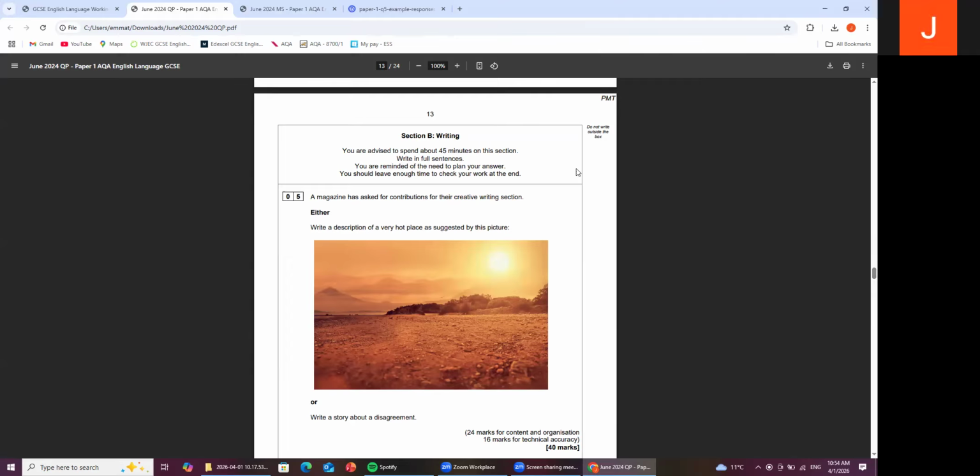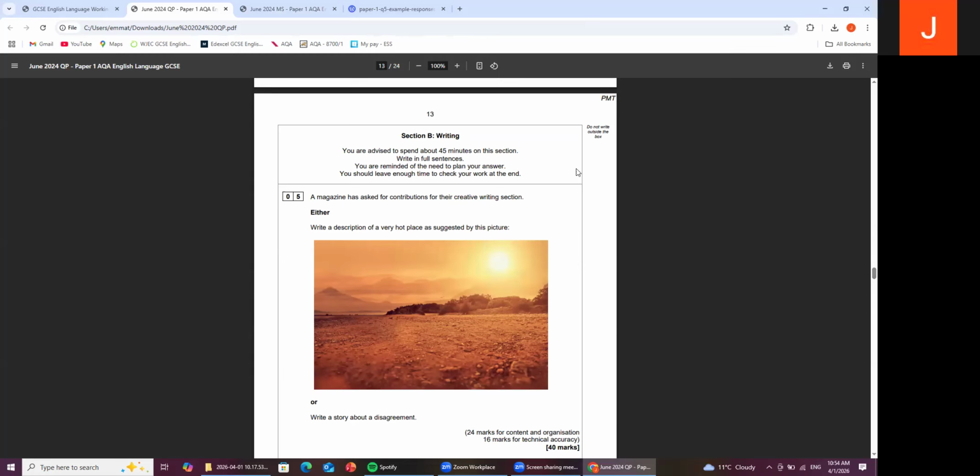So question 5, we've got 2 options here. The statement is, a magazine has asked for contributions for their creative writing section. So it's quite specific, but it's quite vague as well. I mean, a magazine has asked for contributions. Do we really know what that magazine is? What title could it be?